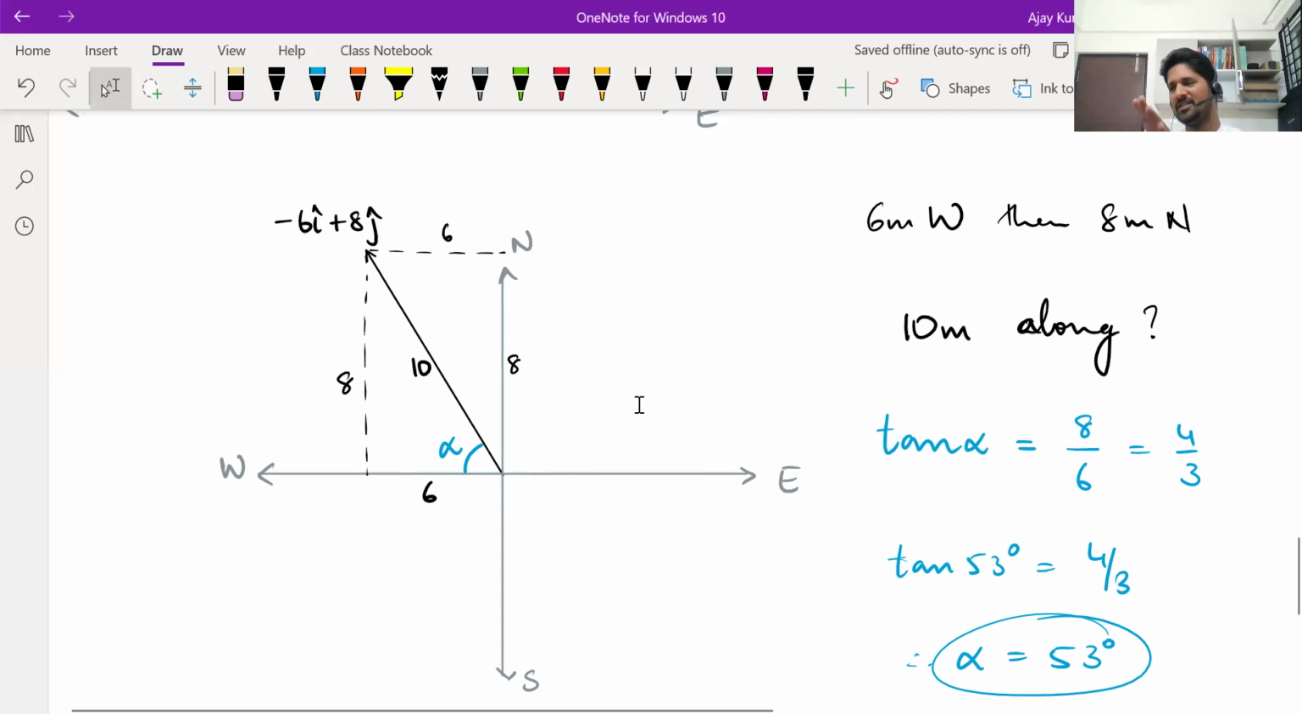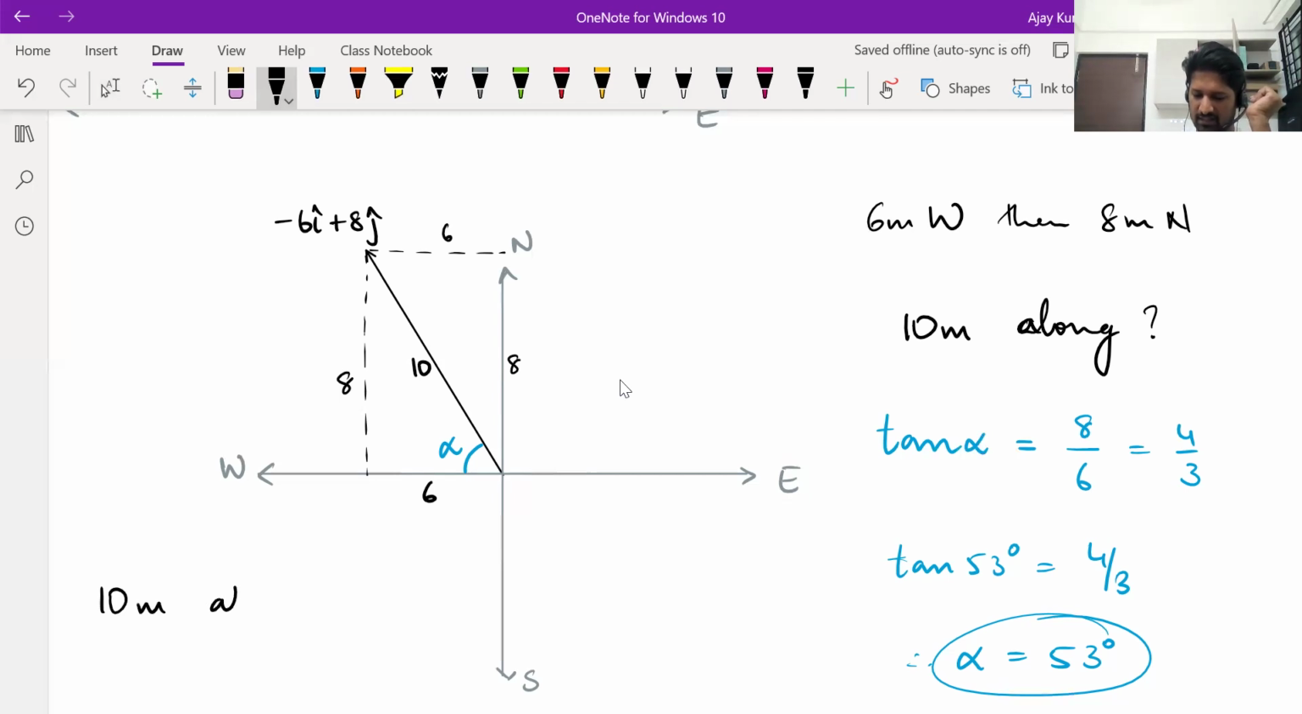See, due west means towards west. So due is like towards. So you can't say 53 degrees towards west. You can say 53 degrees from west, not due west. Okay. So you can call this displacement as 10 meters at an angle 53 degrees from west or with westward direction.